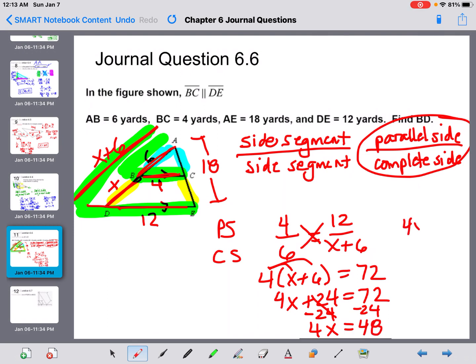Last thing I need to do is get this x by itself. Currently it still has a 4 attached by multiplication. To undo multiplication, I'm going to divide. And I divide by 4 on the left. I have to divide by 4 on the right. The 4's cancel. I'm left with x, and 48 divided by 4 is 12. So my missing measurement over here on BD is going to be 12 to keep everything in proportion.